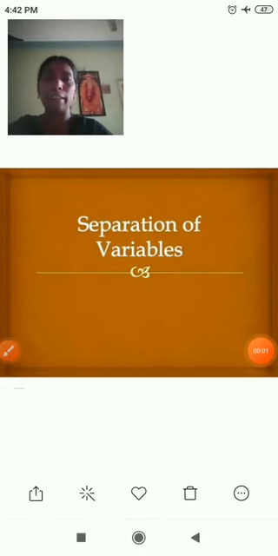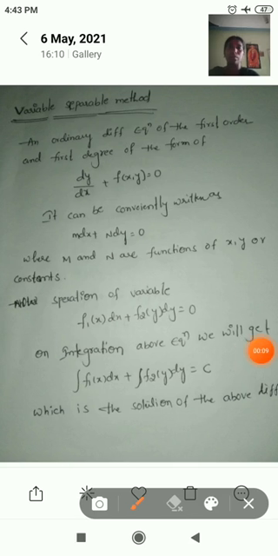Now let us discuss how to solve a differential equation by using the variable separable method. In this method, first of all, an ordinary differential equation of the first order and first degree is of the form dy by dx plus f of x, y equals 0.